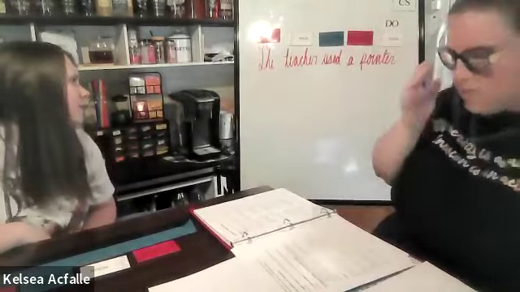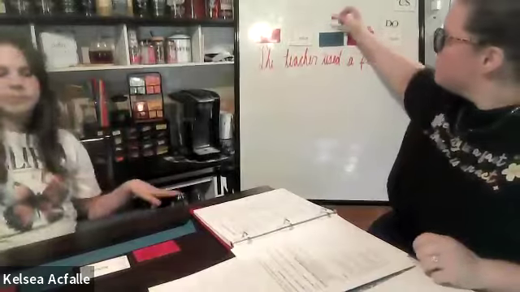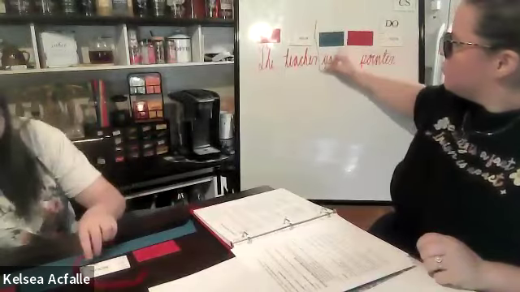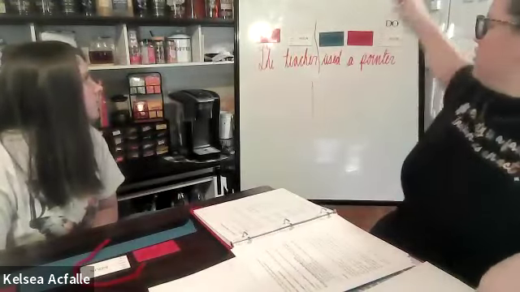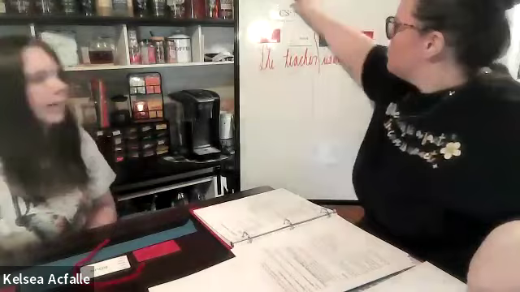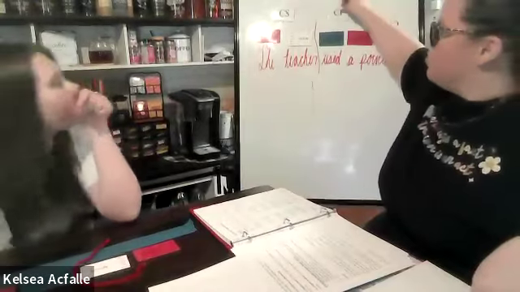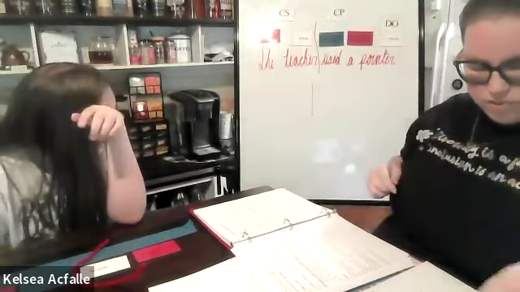Good. Where do we divide the sentence? Right before the action verb. Yep. Everything before the action verb is the complete subject. The action verb and everything after is the complete predicate. Good. Label down to our top line.